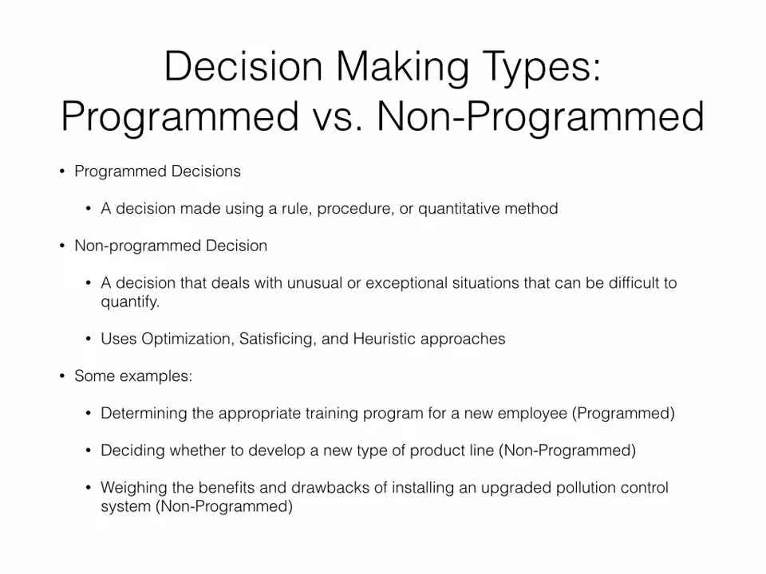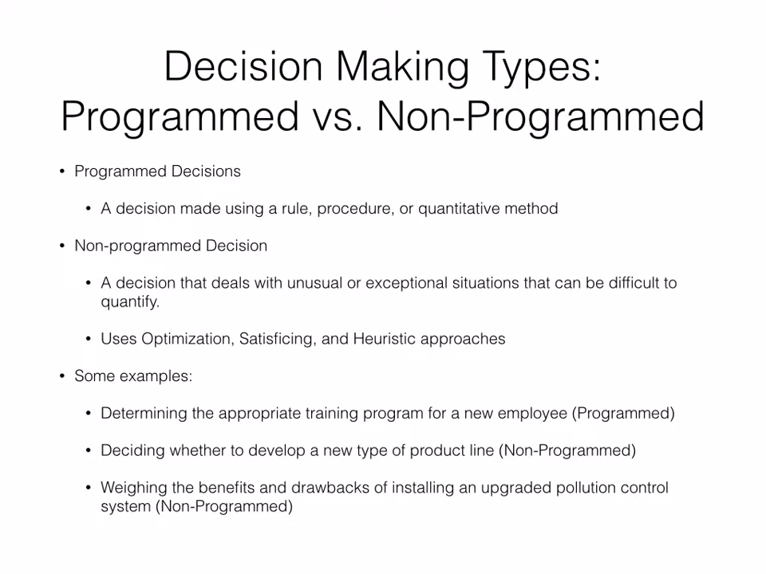There are programmed and non-programmed decisions. Programmed decisions entail a decision made using a rule, a procedure, or a quantitative method. A programmed decision is something that's very discrete. If you take statistics, a regression equation is a great example of a programmed decision, or another type of quantitative method where you have hard numbers as output to help you make a decision. And then there's the notion of non-programmed decisions, where things are a little more fuzzy and complex, but we still have to make decisions in these environments.